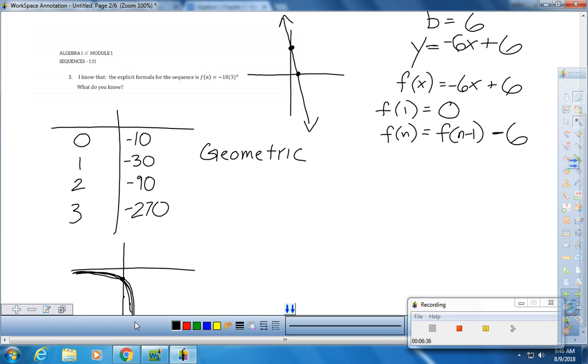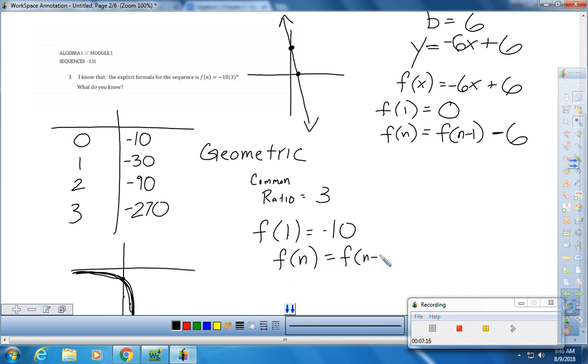Let's see. What's 3 to the negative 10? That's going to be really small and negative. Yep, that's right. Okay. What else can we get? Well, I can get the common ratio is 3, and I can write the recursive to get f, well, f of 1 is negative 10. F of n, we'll take the previous term, which is f of n minus 1, and multiply it by 3. Let's use a dot there.